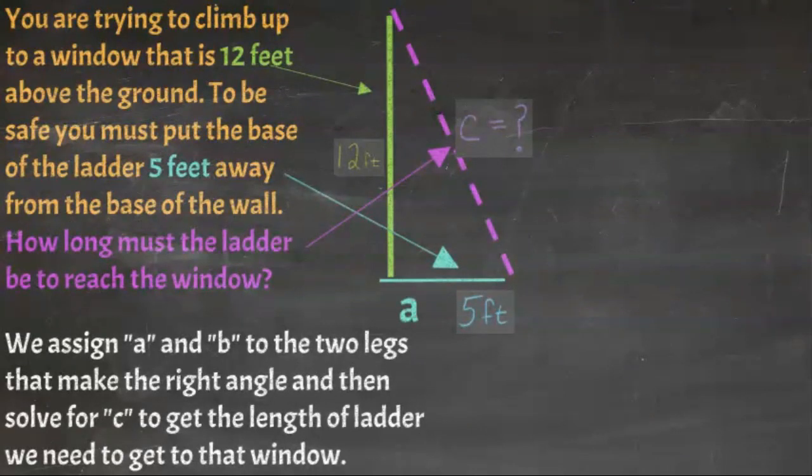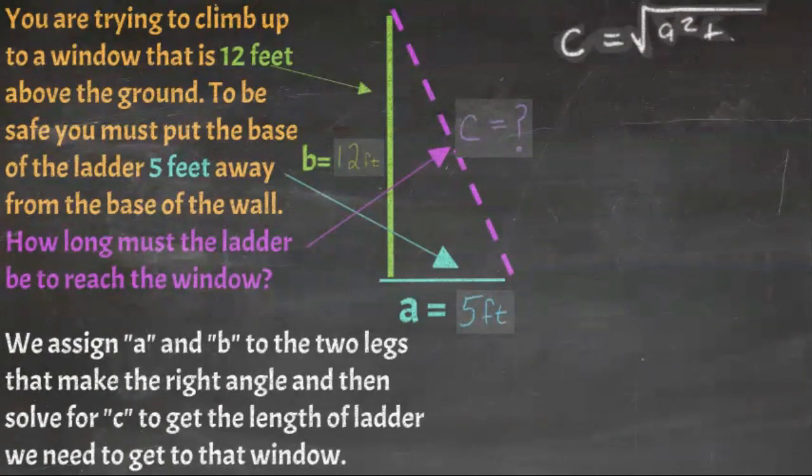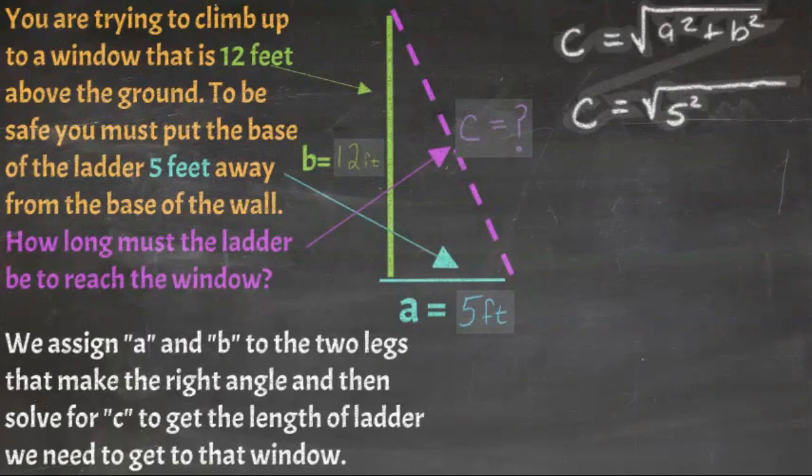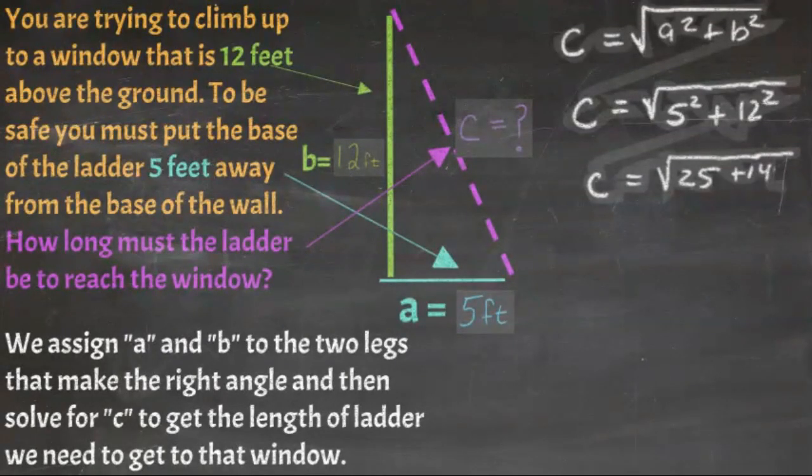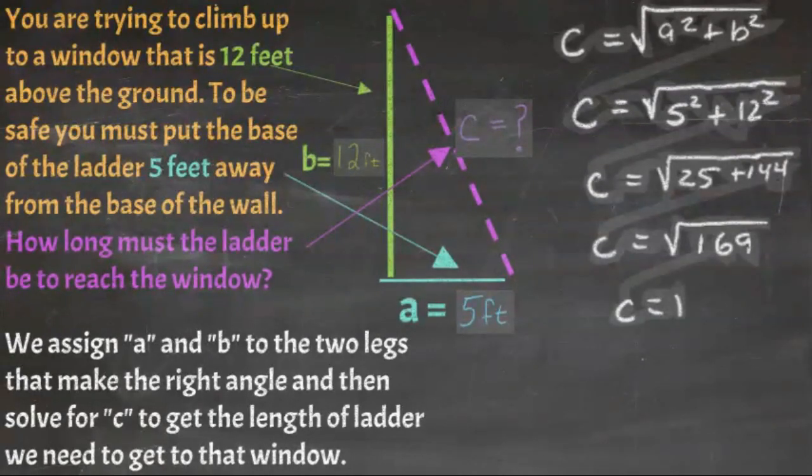We assign A to the horizontal leg, 5 feet, and then we assign B to the vertical leg of 12 feet. So we use the C formula of C is equal to the square root of A squared plus B squared. So C is equal to the square root of 5 squared plus 12 squared, which makes C equal to the square root of 25 plus 144, which makes C equal to the square root of 169. So that ends up being C is equal to 13 feet. Good job.